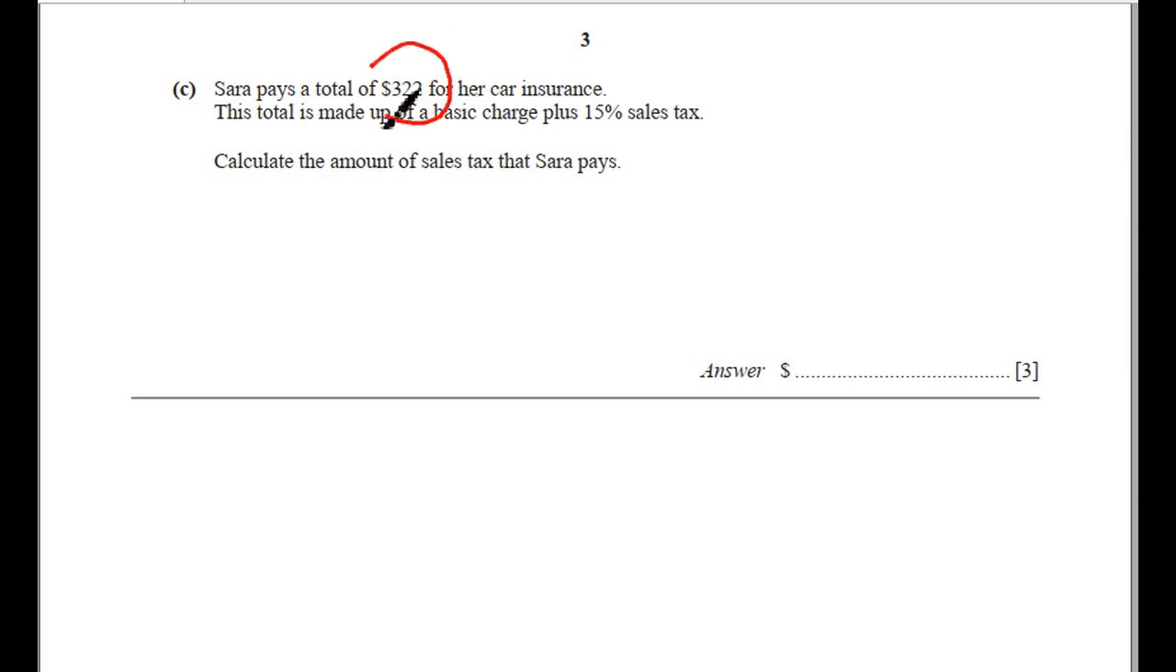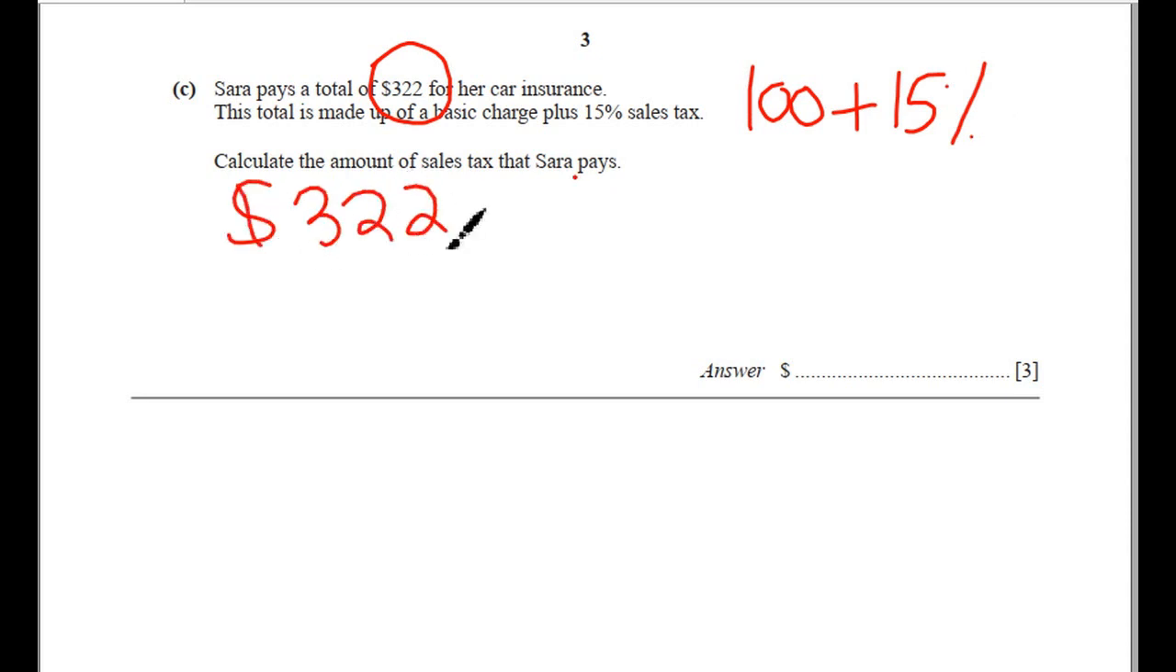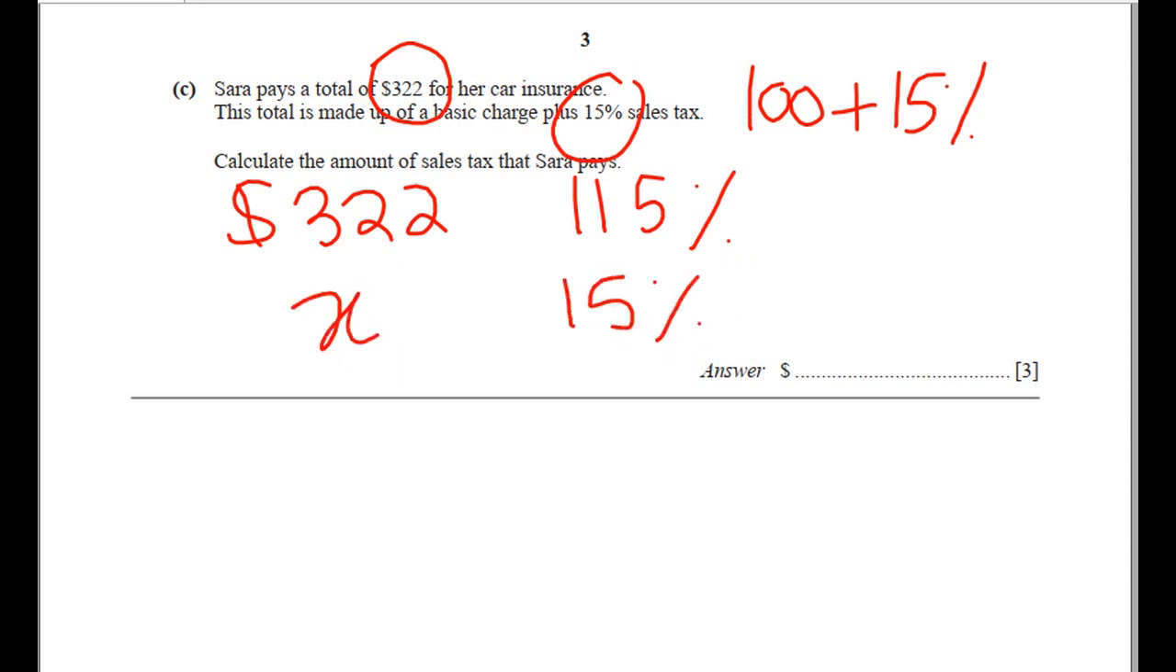So this $322 has a basic charge plus 15% of sale tax. So 100% plus 15%. So this $322 corresponds to 115%. Calculate the amount of sale tax that she has to pay. Sale tax is 15%. So 15% corresponds to x. Cross multiply and we get 322 times 15 is equal to 115x, and then bring 115 in the denominator and we get 42.